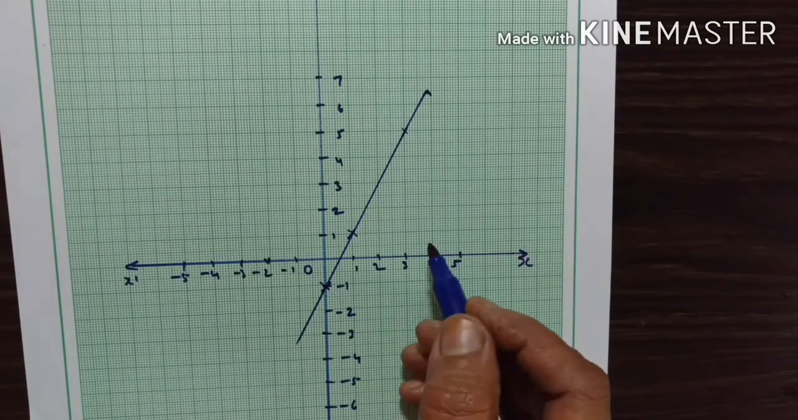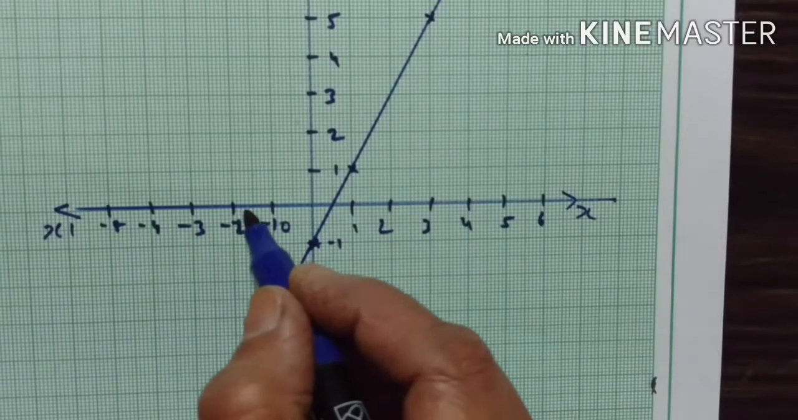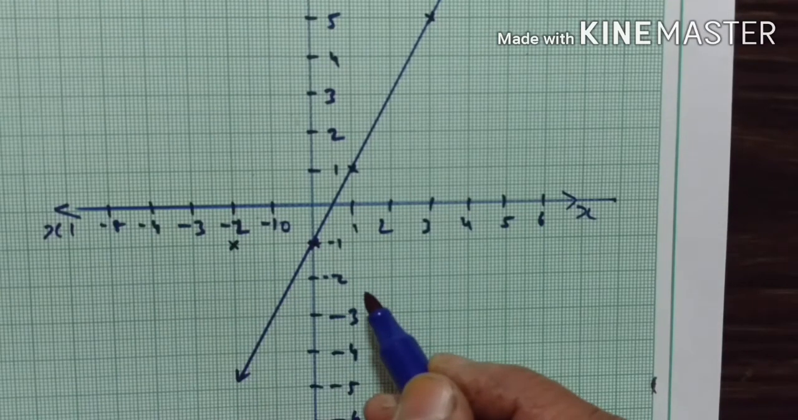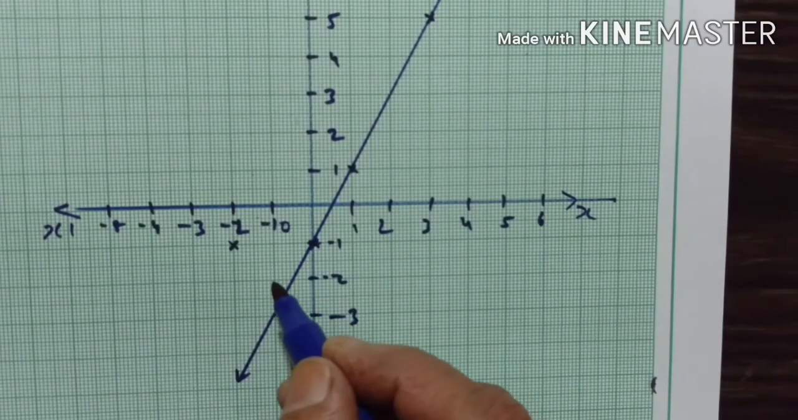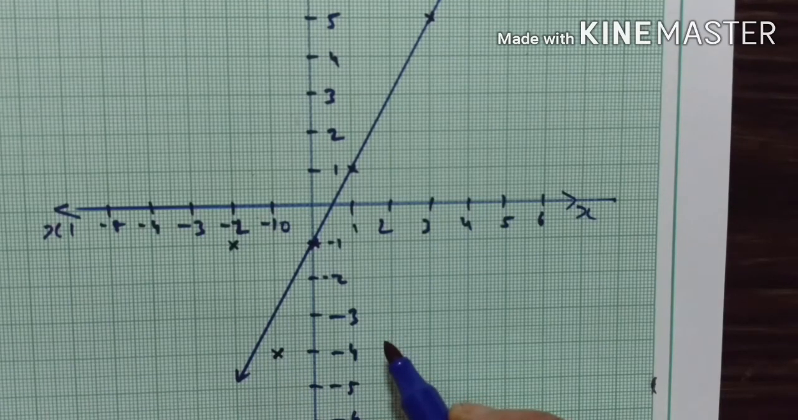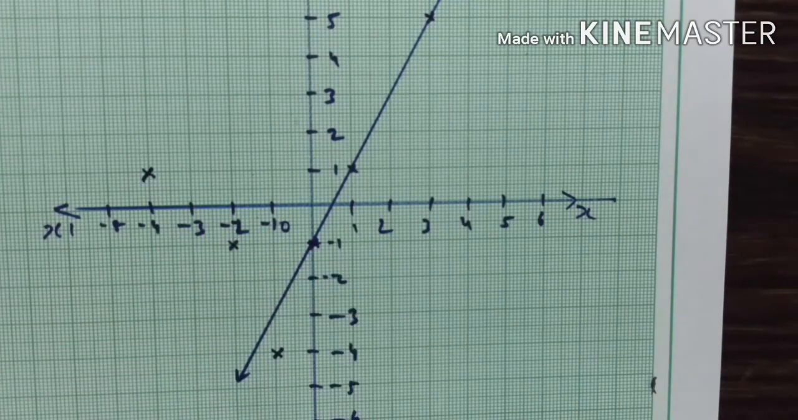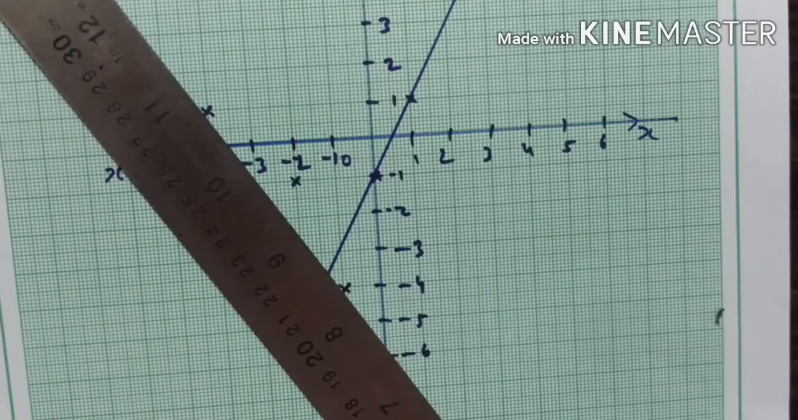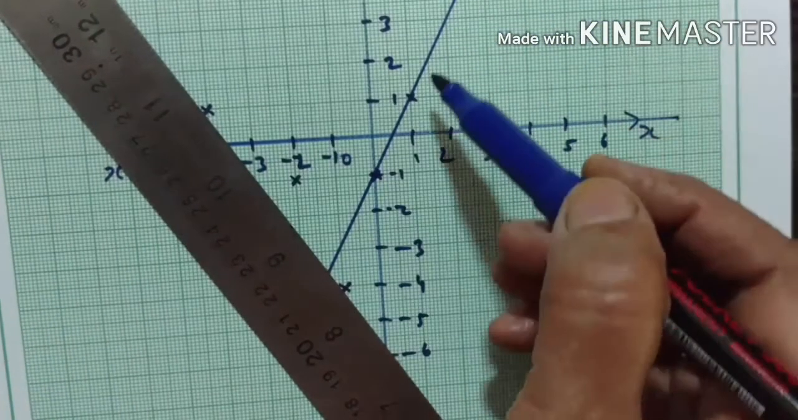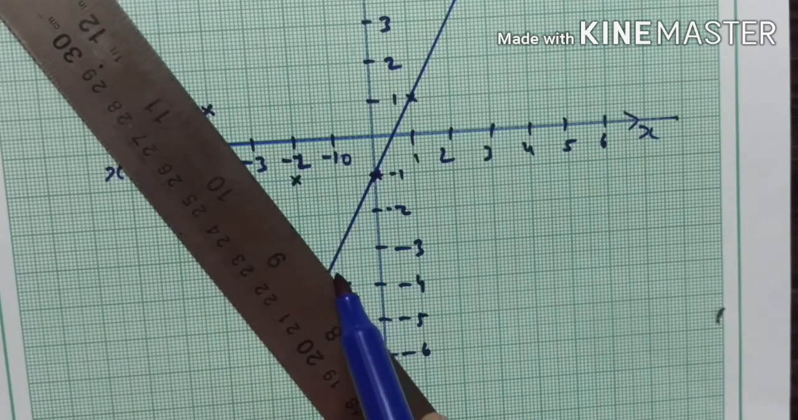Now let us plot the next set of points. Minus 2, minus 1. Minus 1, minus 4. Minus 4, 1. No, they are not in a straight line, they are not collinear. First set of points are collinear, whereas second set of points are not collinear.